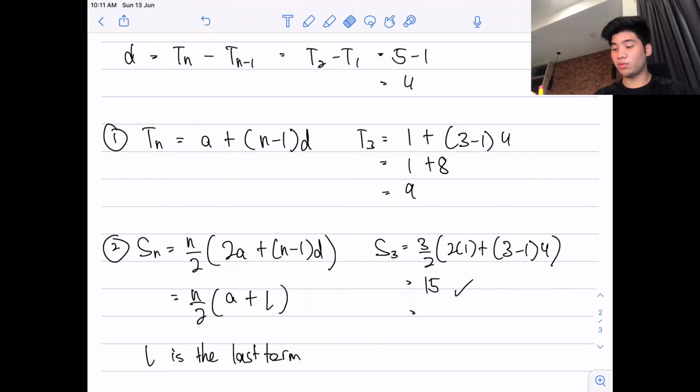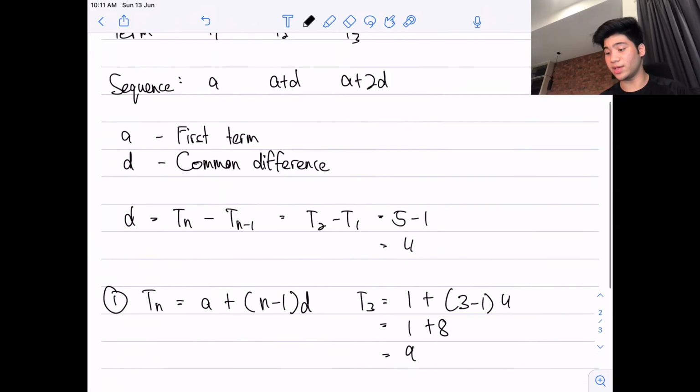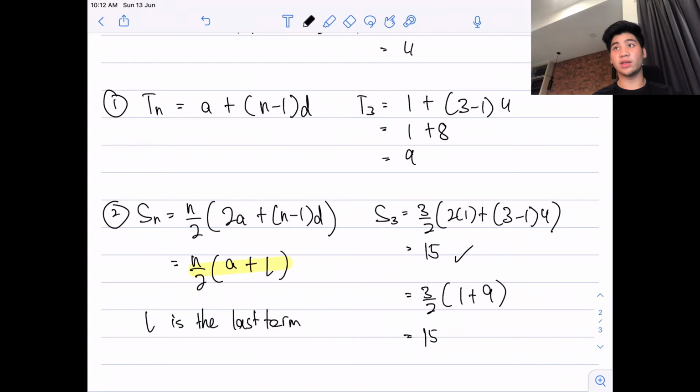Now then, how would you want to use the other equation, which is n over 2 times (a plus l), right? For this one, l has to be the last number. So in this case, we know that our last number, which is the third term, is 9. So we could also write this as n over 2, so it would be 3 over 2 times (1 plus 9). Then I would get the same thing: 10 times 3 over 2 will be 15. So this is usually useful when they don't give you the full sequence, but they give you the last number of that sequence.